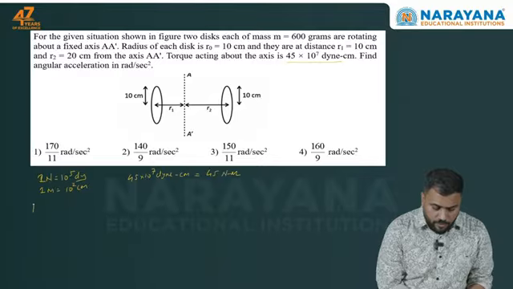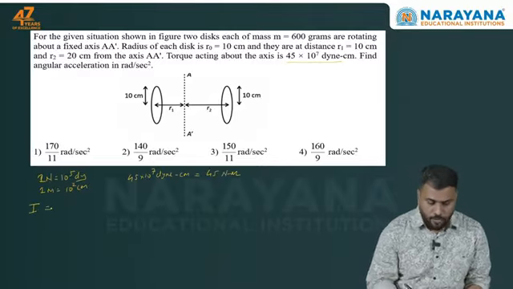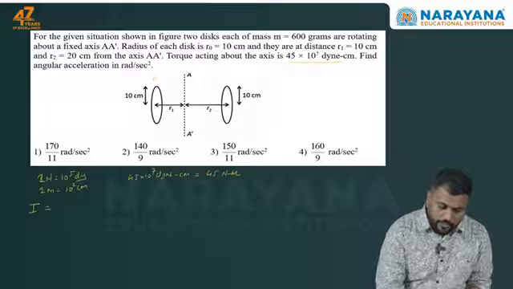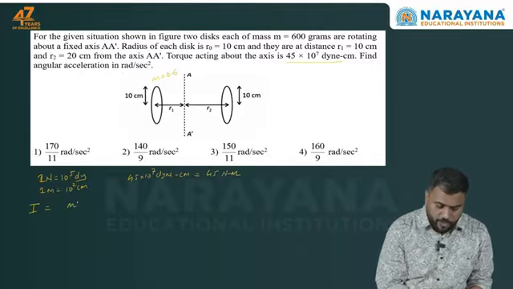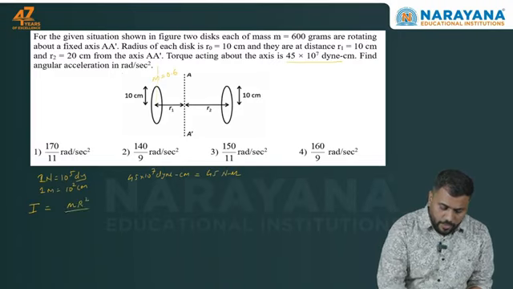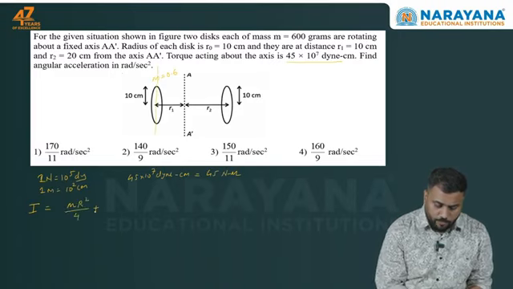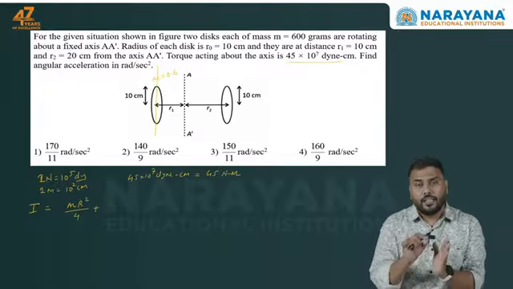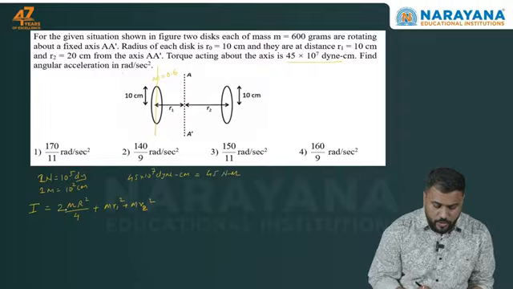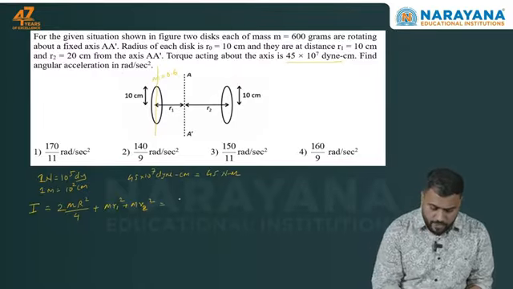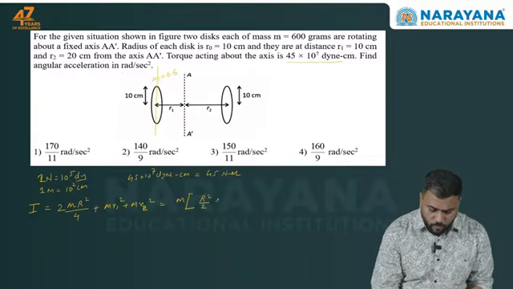Now I will calculate the moment of inertia of the system about the given axis. Each disc has a mass of 600 gram, that is 0.6 kg. So I am calling that mass m. The moment of inertia of a disc about its own axis is going to be mr square over 4. Plus, for each disc there is some distance from the axis, so I have to add m r1 square plus m r2 square by the parallel axis theorem, and there are two discs, so I need to multiply by 2 here. If I take m common, the expression inside is r square by 2 plus r1 square plus r2 square.